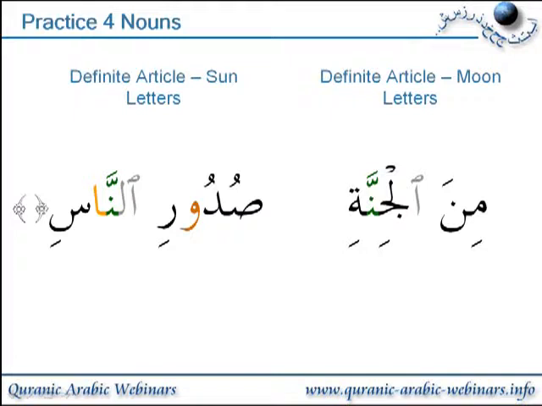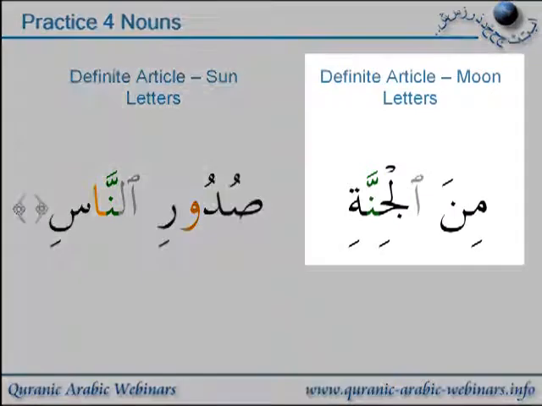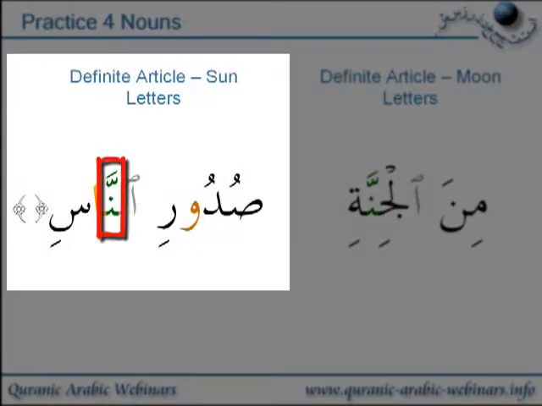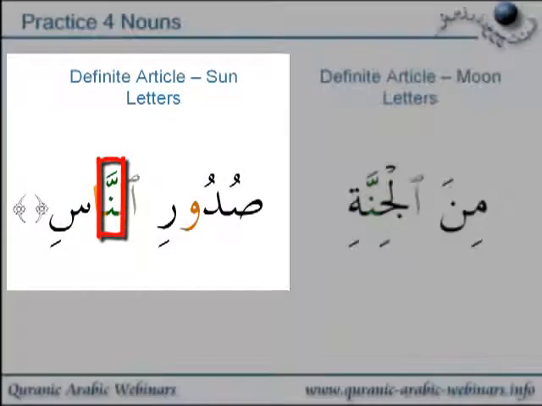The next set of practices are going to be where we're using nouns, and from our lessons, if you remember, a lot of the nouns that begin with the definite article al, which is the Hamzatul Wasl followed by the lam, are divided into sun letters and moon letters. Remember, the moon letters do not carry the shadda, whereas the sun letters do. So we'll go through these two.